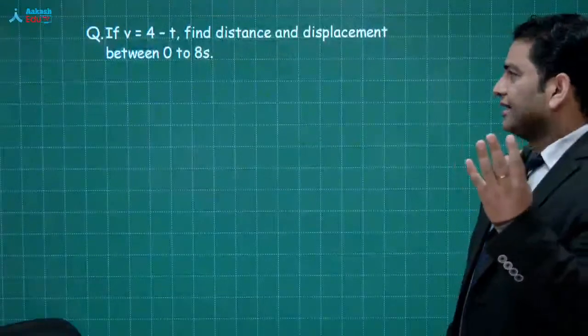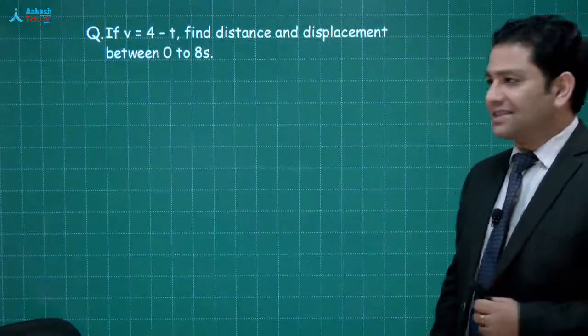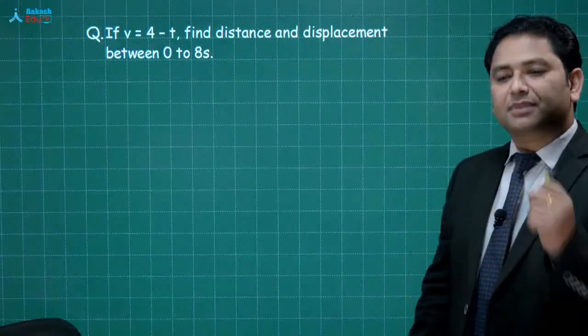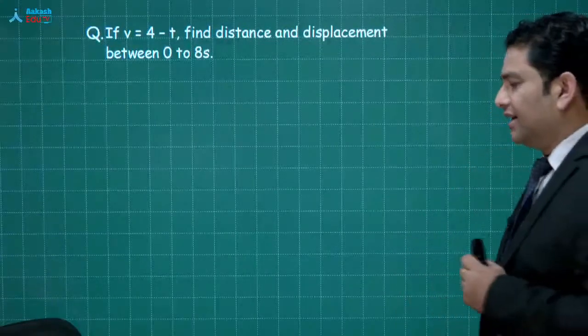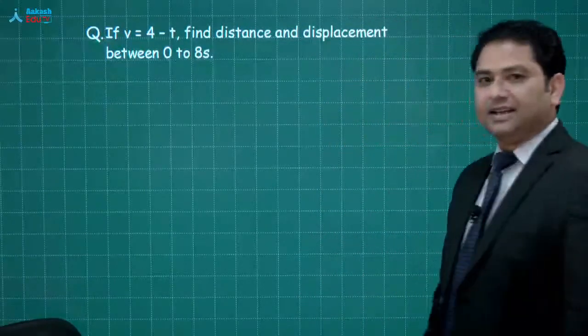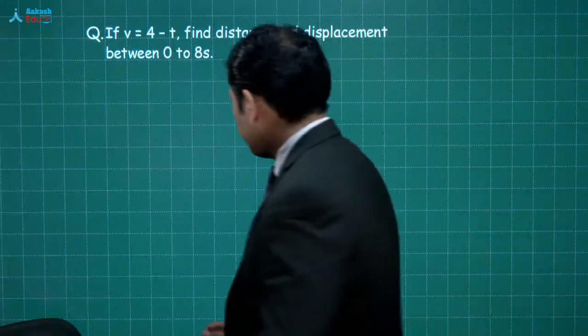Okay? Let's see now. Let's go with another numerical now. Here's the numerical. Velocity of the particle is 4 minus t. हमें निकालना है distance and displacement. We got to see. चलिए, let me help to a little bit of extent. So velocity is equals to 4 minus t.